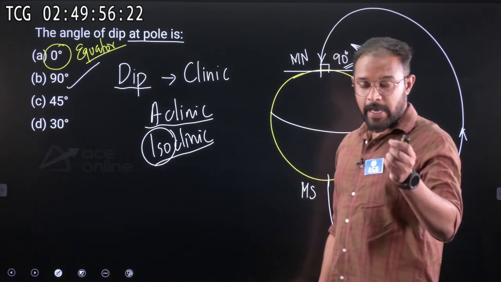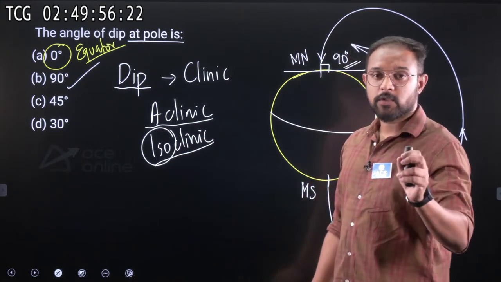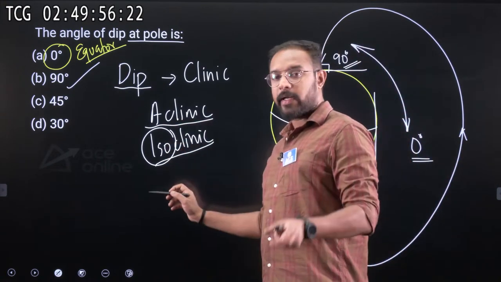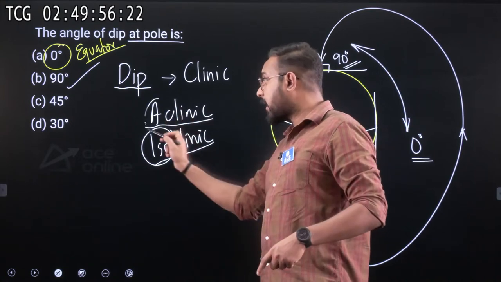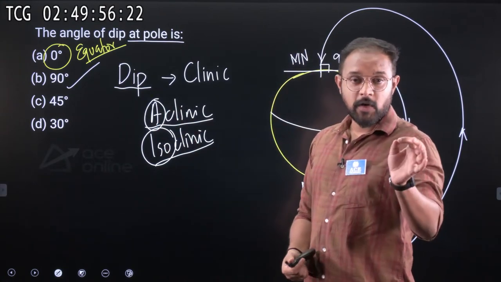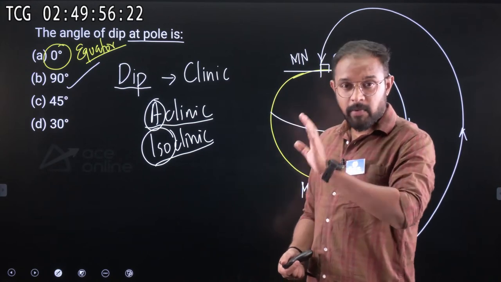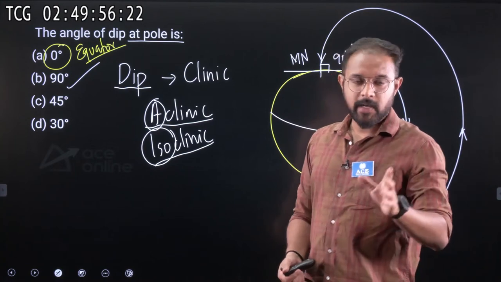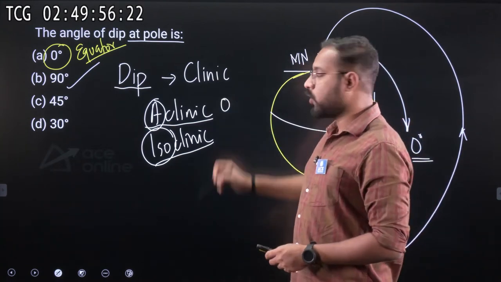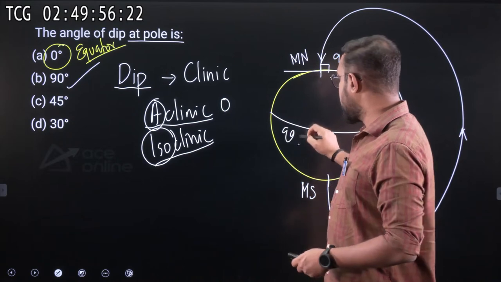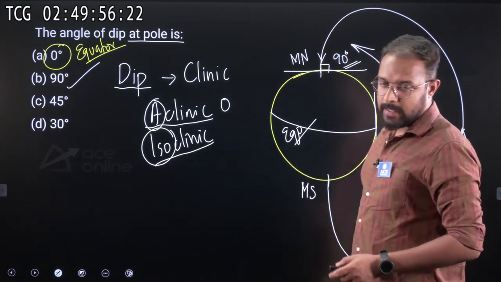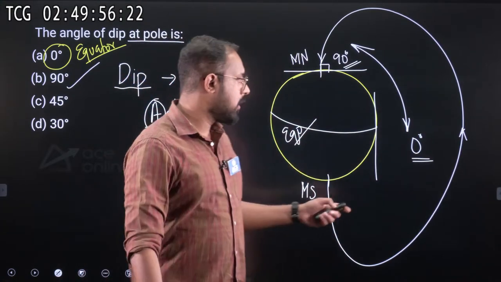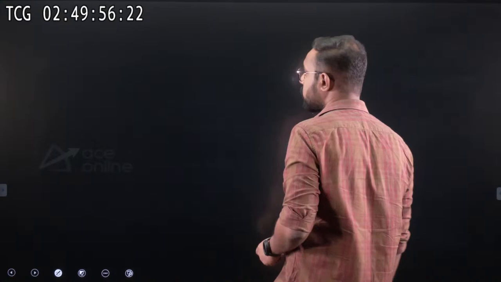So isoclinic lines are lines joining points of equal dip. Then aclinic lines will join what? Lines of different dip? That is a blunder. If you try to join different points, you will get an infinite number of lines. So it will join zero dip points. Our equator is a good example of an aclinic line, where dip is zero. Okay, that's the discussion regarding dip. Let us move on to the next question.